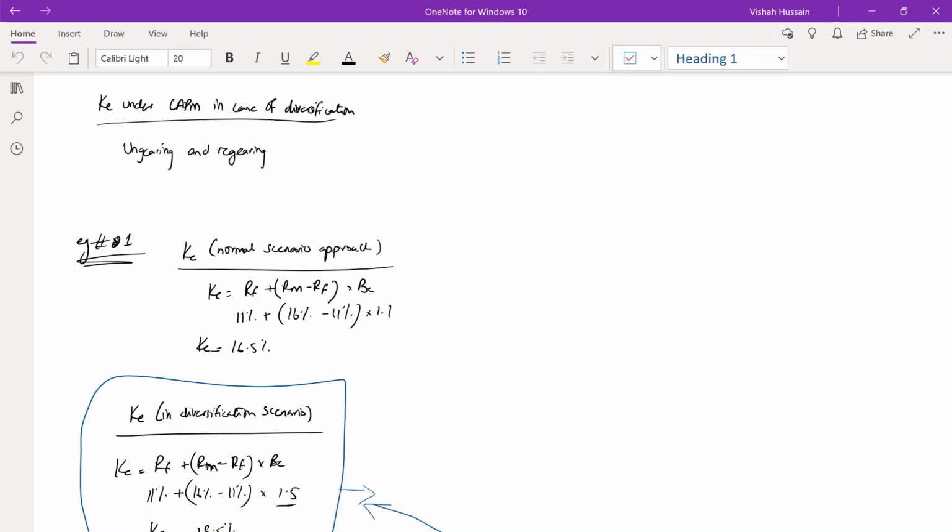Now, in case of KE under CAPM, you already know that we use the diversification scenario, that is ungearing and regearing. In ungearing, you use the proxy data. You can ignore the screen for now. I'm just explaining it to you verbally, and then we'll move on to the P4 WACC in the next video. So in the ungearing case, you are going to compute the WACC using the proxy data, and in the regearing scenario you are going to use your own company data, and I'll explain it in a lot more detail in the next video.